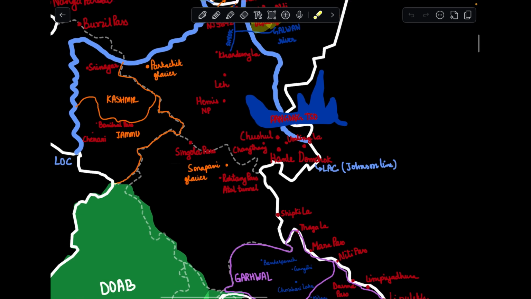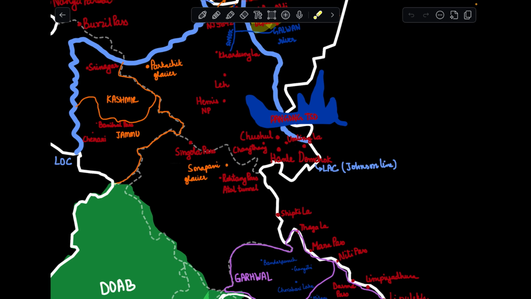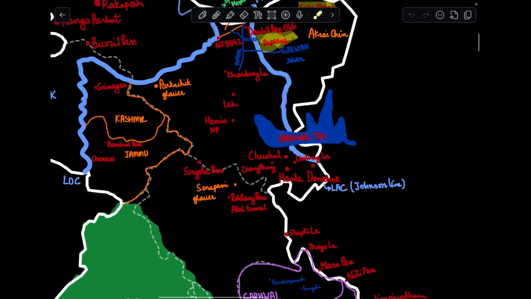Then we have Chushul, the Chushul Valley over here, Changthang, Changla, and Hanle. Hanle is the dark sky reserve. And it was also in the news for the Cherenkov Observatory. Then we have Demchok and Umling La Pass. So these are the famous or the most strategic locations over here.